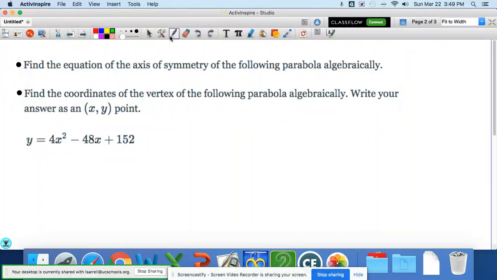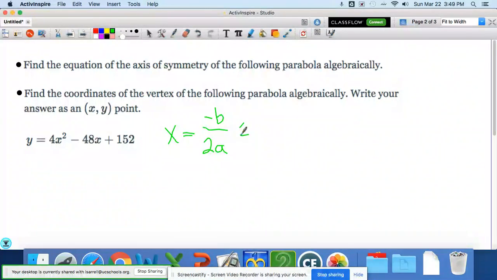Okay, so here's our first problem. y equals 4x squared minus 48x plus 152. It's in standard form. We're ready to go. And we want to use our shortcut. Our shortcut is x equals negative b over 2a.